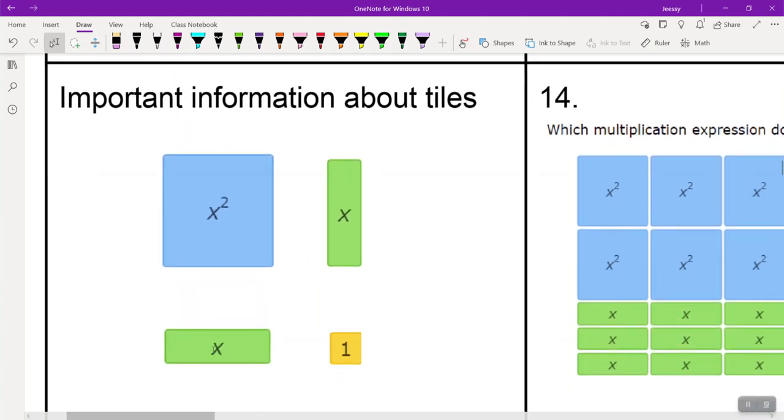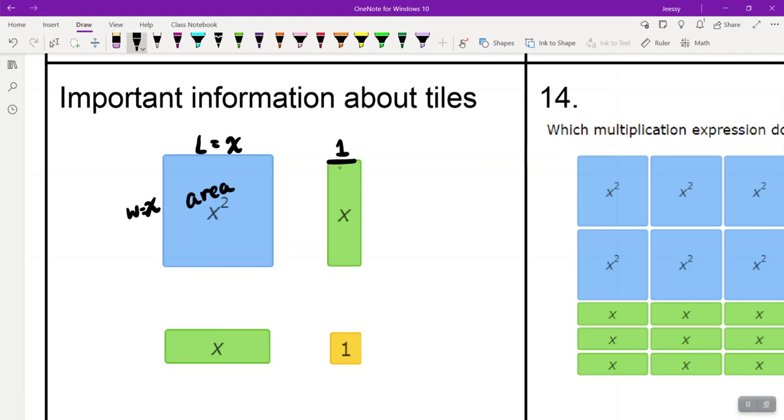All right, information about these tiles. This is the area, okay? The length and the width go here. And we multiply the length times the width to get the area. So what do we have to multiply to get x squared? Well, that means that the length has to be x, and this one also has to be x, because what is x times x? X squared, right? The area is x, so how do we get x? You get x by doing this distance here is 1, and this longer distance is x.